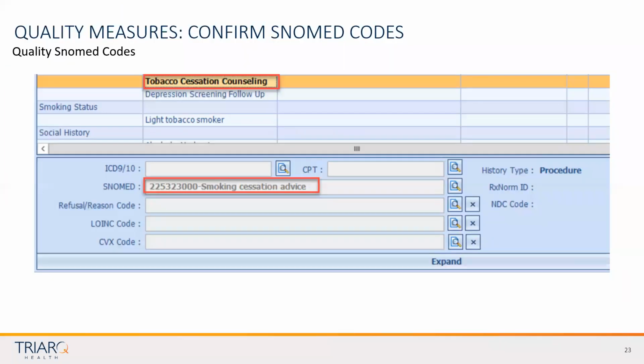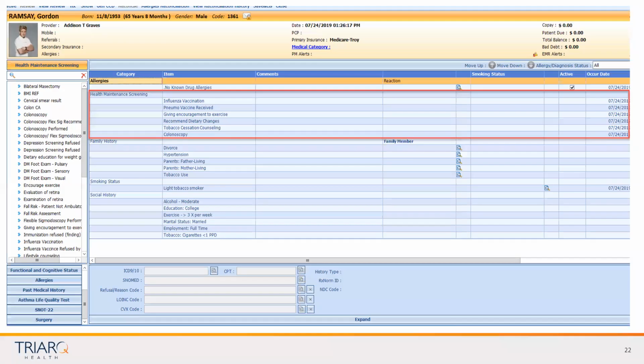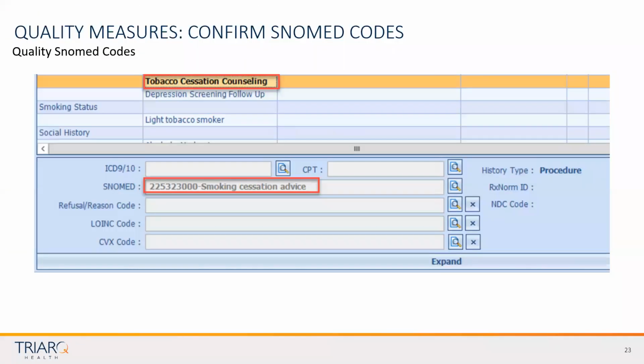Another thing I'd like to mention about entering in items via our history is, you can enter in each item, you can enter in the occur date, any comments or notes that you feel are pertinent to each item. You also want to check from time to time our little section down at the bottom of our history. You can see that's on the bottom half of the screen here. I've highlighted our tobacco cessation counseling, and you're going to see our SNOMED is highlighted here. I have that smoking cessation advice.